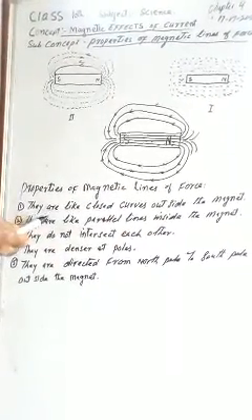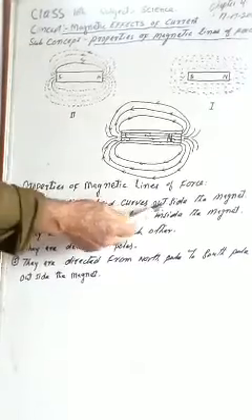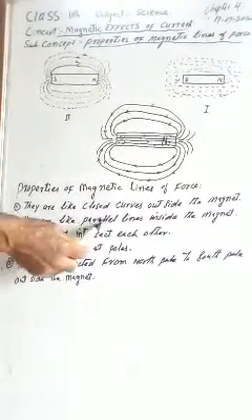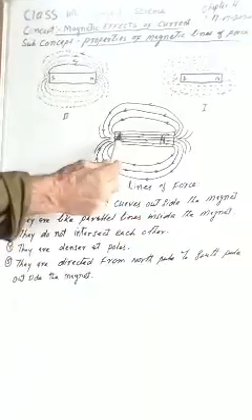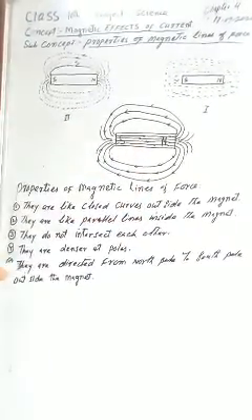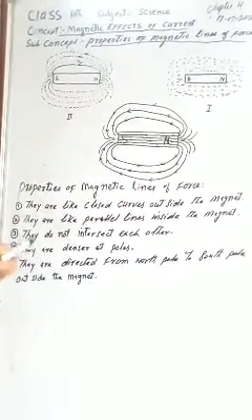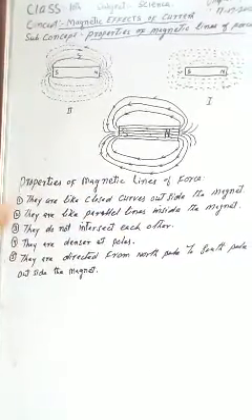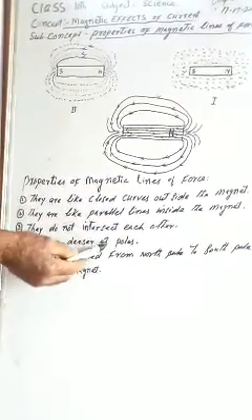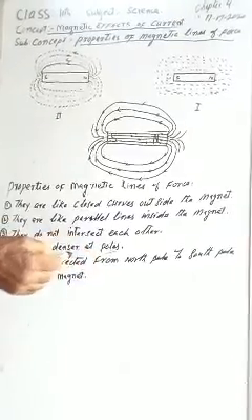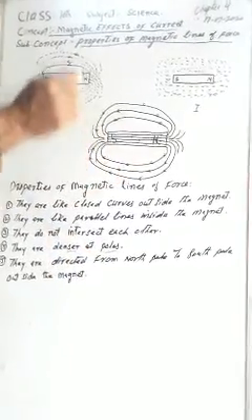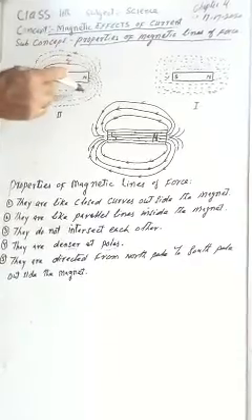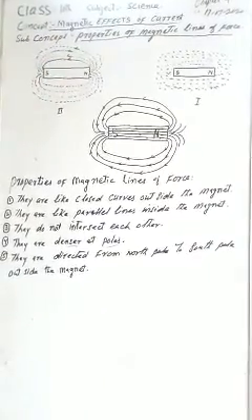First property, they are like closed curves outside the magnet. Second property, they are like parallel lines inside the magnet. Number 3, they do not intersect each other. Number 4, they are denser at poles. See, here denser, closer at poles. Their density is greater at poles and lesser on other sides.